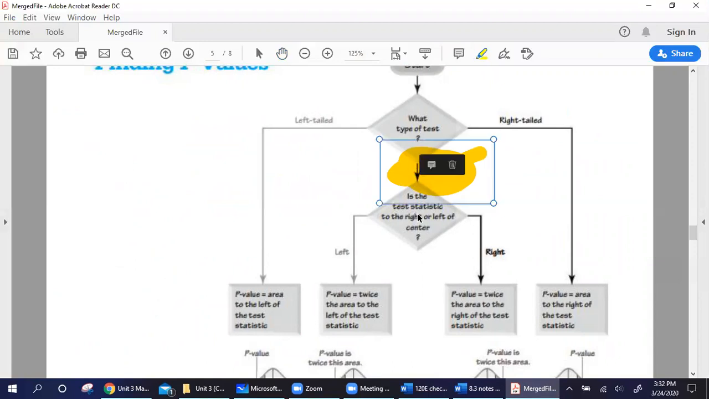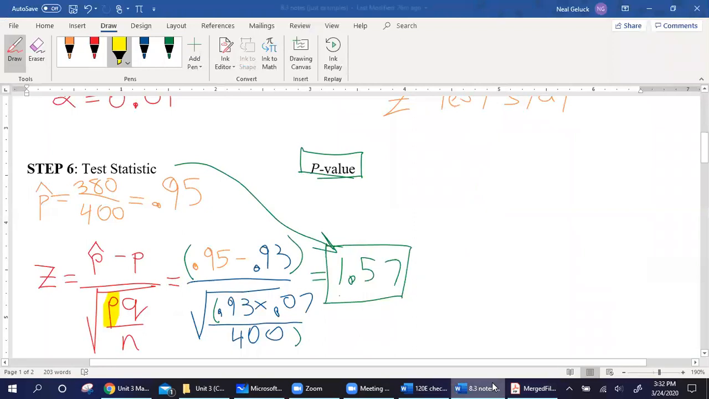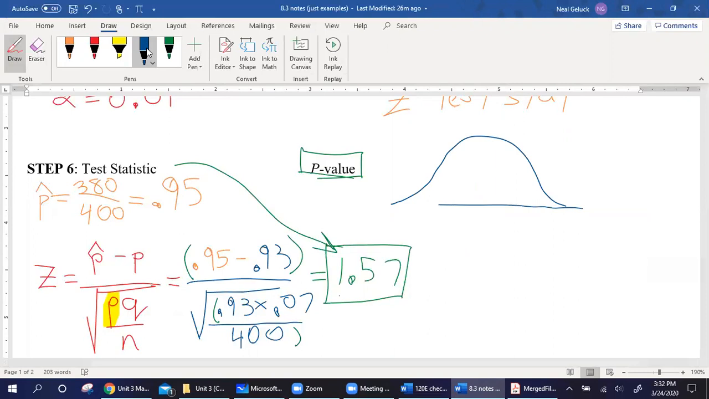The test statistic was positive, so that's right of center. And so the p-value is twice the area to the right of the test statistic. Okay, so I got the test statistic. I need to find the area right of it, and then I have to double that number. So 1.57. I need the area right of it. Remember, your sheet will tell you area left. You have to do 1 minus that.